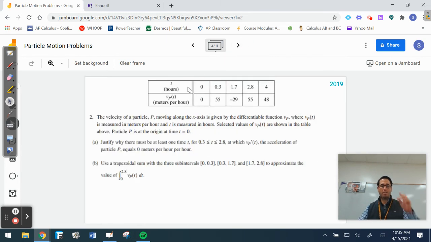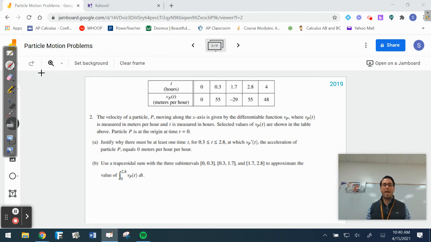All right, so we have the velocity of a particle. It's moving along the x-axis, and it's given by the differentiable function. Remember, if it's differentiable, then that means it's also continuous. They give us a table above, and velocity is measured in meters per hour. T is measured in hours. Selected values of the velocity are shown in the table. The particle P is at the origin at time t equals 0. So that means its position is at 0 at time t equals 0.